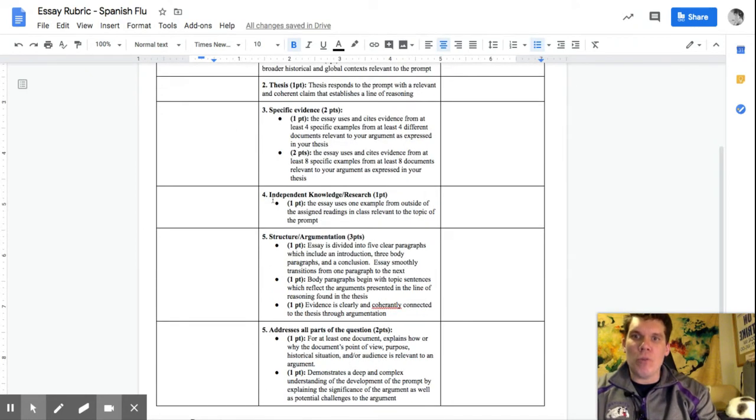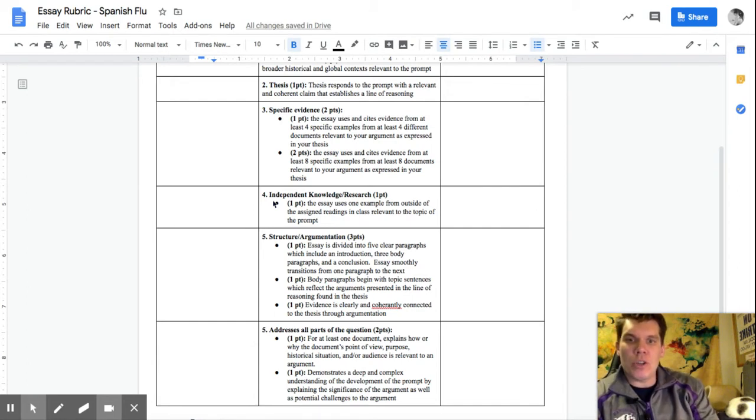Your 4th rubric item is your independent knowledge/research. That means you're using one example from outside of the assigned readings to build your argument. For this one, you can use a variety of things. I would recommend, if you really want to get hardcore, you could find another piece of evidence from the Spanish flu to tie into this.